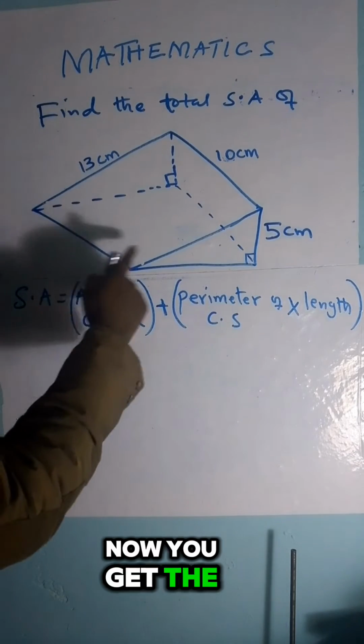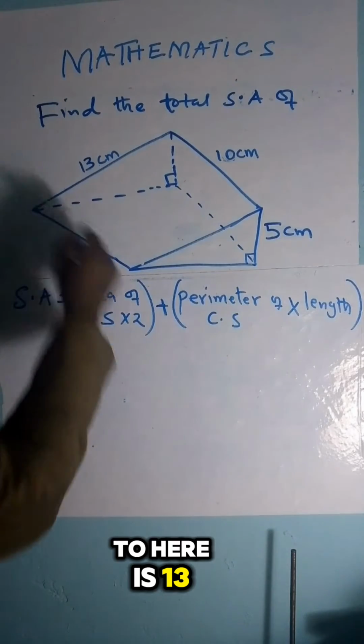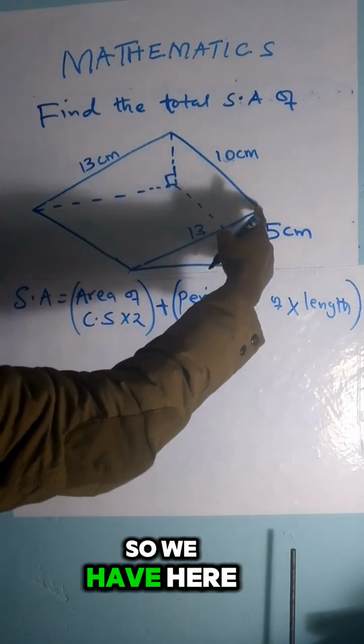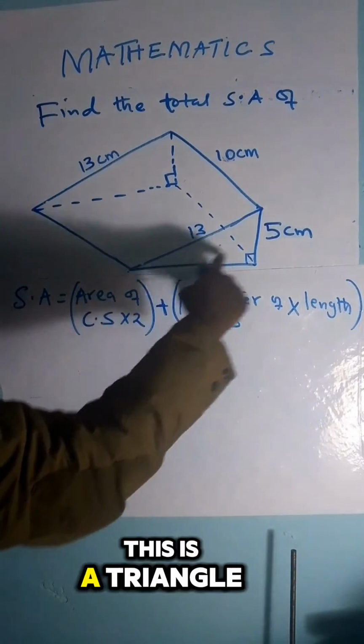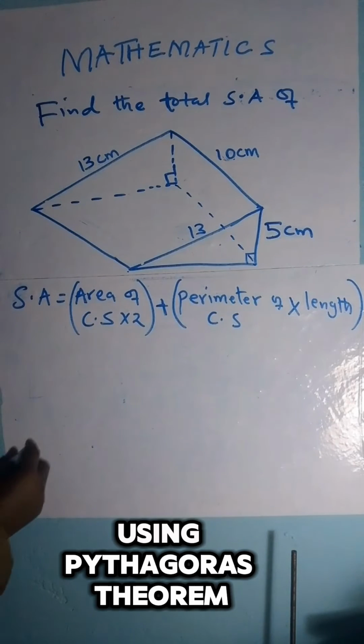Now you get the area of the cross section. If from here up to here is 13, it means from here up to here is also 13. So we have here up to here is 5. We don't have the base for this triangle. This is a triangle, and we do not have the base. So we can get that base by using Pythagoras theorem.